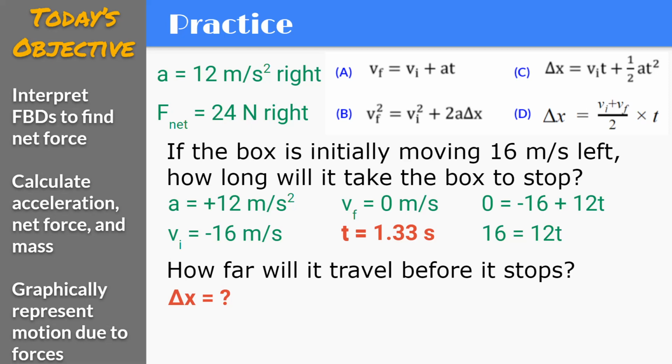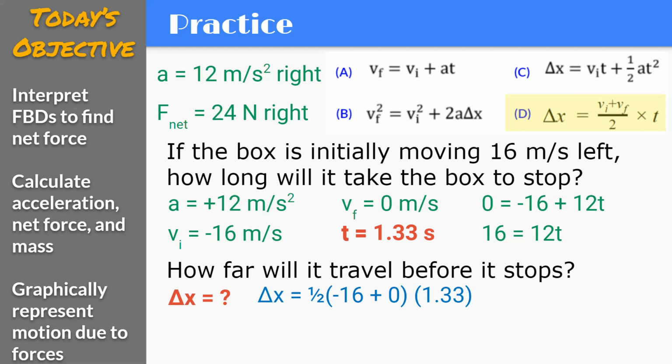So we can actually find delta x with either equation B, C, or D. Again, I would recommend C or D because they're easier, since they're already set up to equal delta x. In this example, I used equation D, but if you used C, there's nothing wrong with that, or even B. Delta x equals (vi plus vf over 2), or 1/2 (vi plus vf) times t.